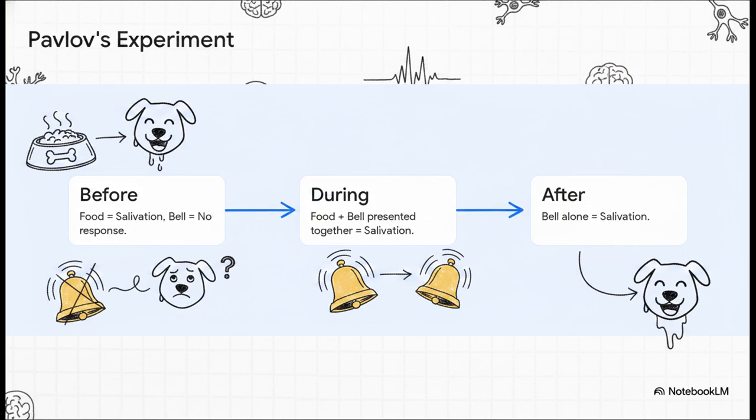But then we hit the massive aha moment in Step 3. After doing this a bunch of times, Pavlov just rang the bell alone. And guess what? The artificial stimulus was now enough to trigger the salivation all by itself. The bell had literally become a conditioned stimulus.